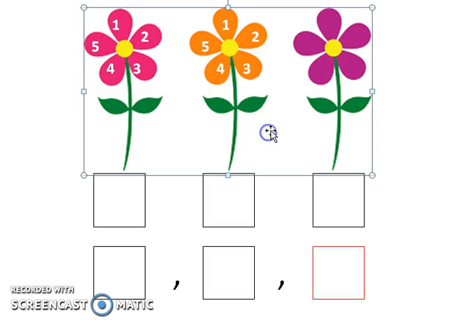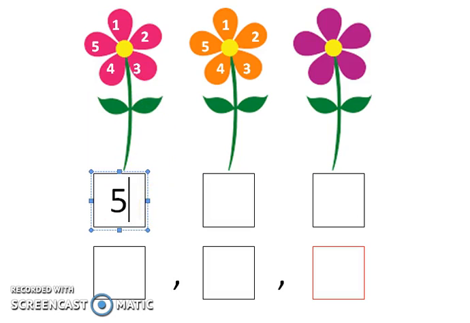So far, our first 2 groups, our pink flower and our orange flower, are both equal because they each have 5, and we can actually put our numbers in down here. Our pink flower had 5, that's our first group. Our orange flower had 5 petals, that's our second group.